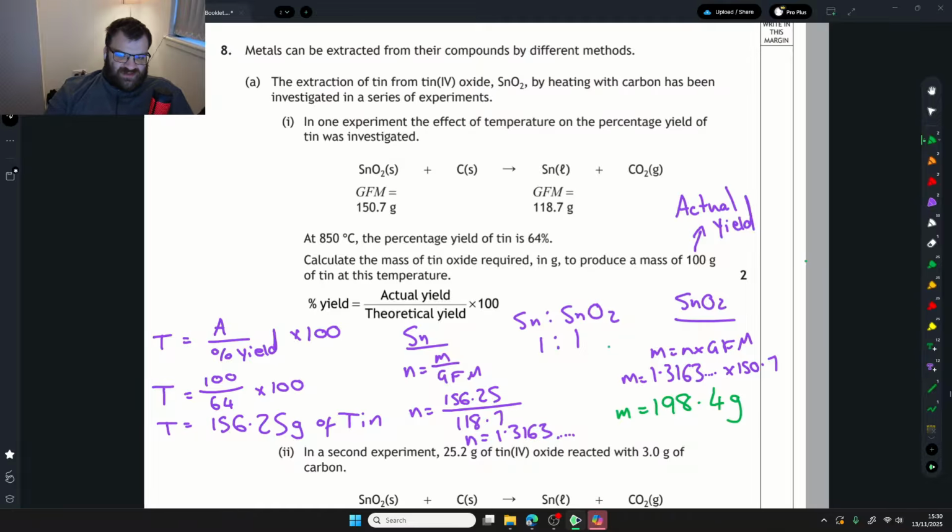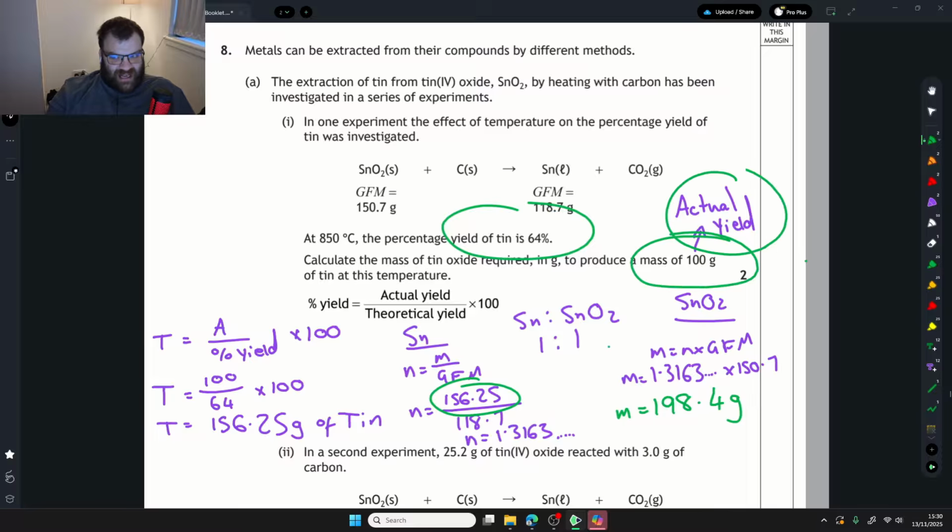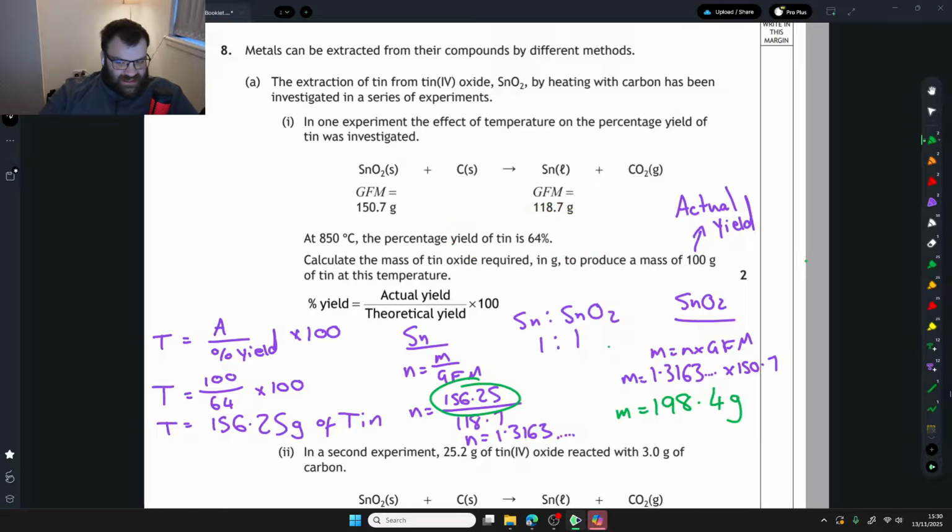Another option would be we could work through with 100 grams and work out the mass of the chemical needed and then do the scaling. I just wanted to get that out of the way first of all as well. Because it was a percentage yield of tin and we get given a mass, an actual yield of tin, I've dealt with that bit first and then I've swung back and I've got my answer in that one.